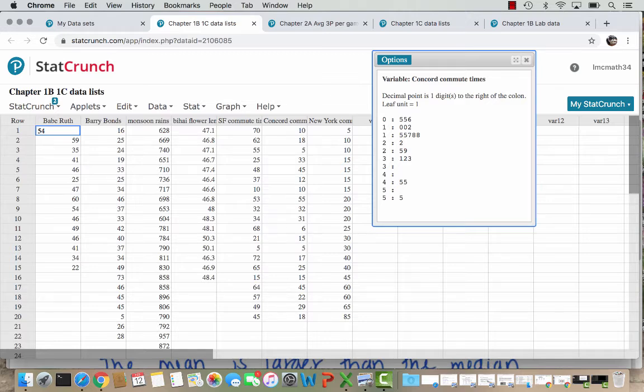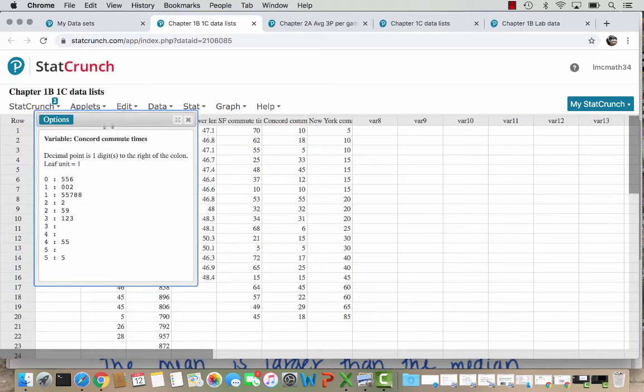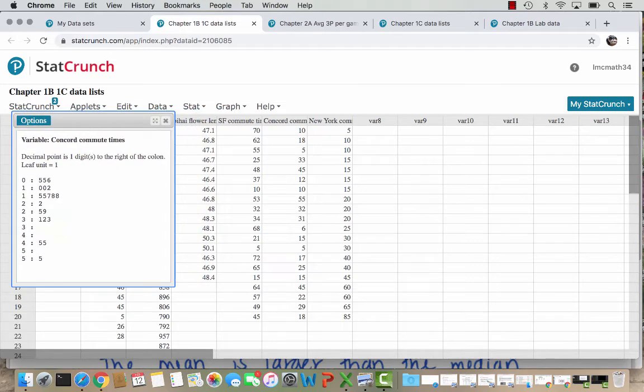StatCrunch has done the same split for the 20s and the 30s. Notice there's no values from 35 to 39, so we just leave a blank there to show the data spread out. Similarly, in the 40s, there's no lower values, so it's blank there. When you draw your stem plots by hand, it's your choice. You can split stems like StatCrunch does, or you can draw all the values in one row.